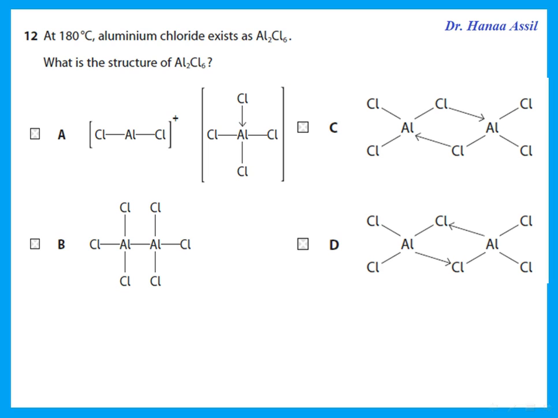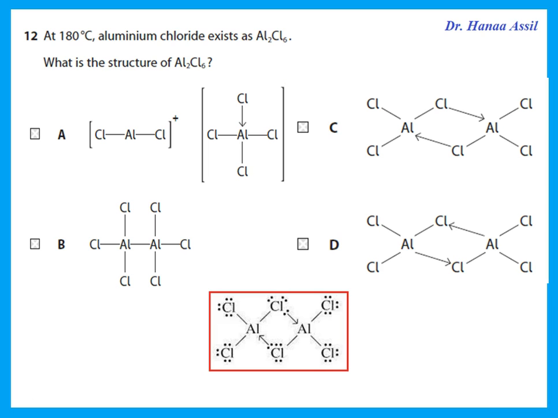At 180 degrees Celsius, aluminum chloride exists as Al2Cl6. What is the structure? If you remember, we said aluminum chloride has this kind of structure where we have bonds between two of the AlCl3 with another AlCl3 because the chlorines have extra lone pair of electrons that can be used to make bonds. So which of these applies to the options that I have? That is number C.